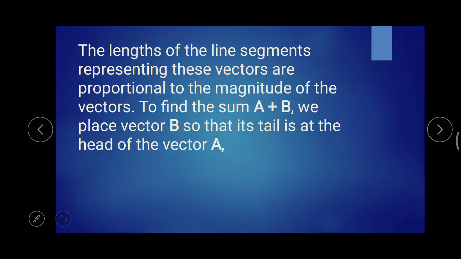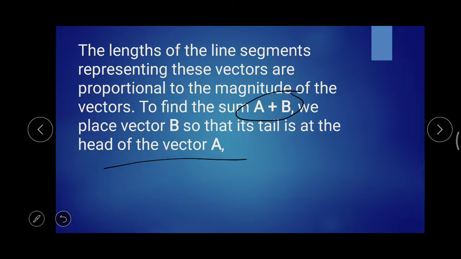Okay, the lengths of line segments representing these vectors are proportional to the magnitude of the vectors. To find the sum A plus B, we place vector B so that its tail is at the head of vector A. You want to find out the value of A plus B, the vector summation, the sum of the vectors A and B.